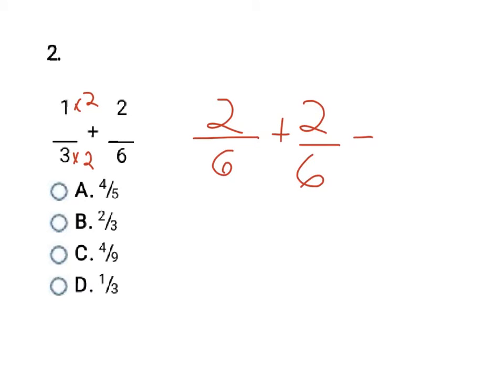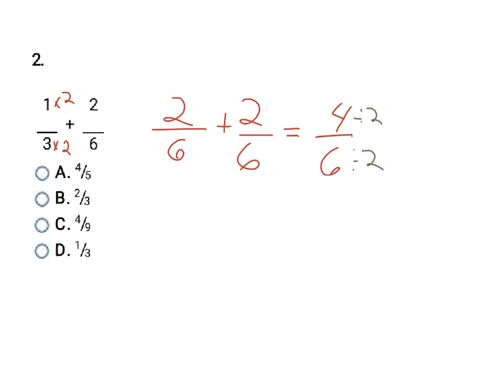So now that they have the same denominator, I can just add the tops. 2 plus 2 is 4, and the common denominator 6 carries through, but I don't see 4/6 as an answer. That's because I can simplify it. Both 4 and 6 are even numbers, so that means I can divide the top and bottom by 2. And when I do that, I get 4 divided by 2 is 2, and 6 divided by 2 is 3. So that fraction reduces to 2/3, which is choice B, my final answer.